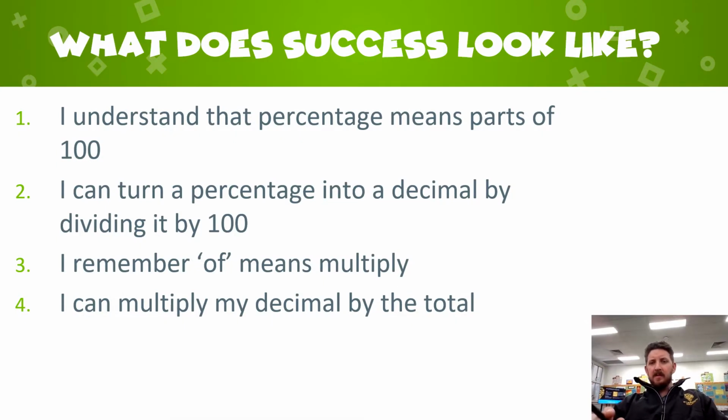If I'm going to be successful at this, one thing I need to remember is that percentage means parts of 100. What I have to be able to do is take my percentage and turn it into a decimal, and I do that by dividing the percentage by 100. Then all I have to remember is that of means multiply, and I multiply my decimal by the total. For example, if it was 50% of 300, I would change 50% into a decimal, and then multiply it by 300, and that would give me my answer. Sounds pretty easy, but you must have a calculator if you're going to be successful at doing percentages with a calculator.